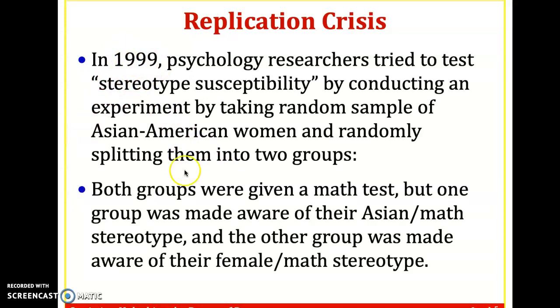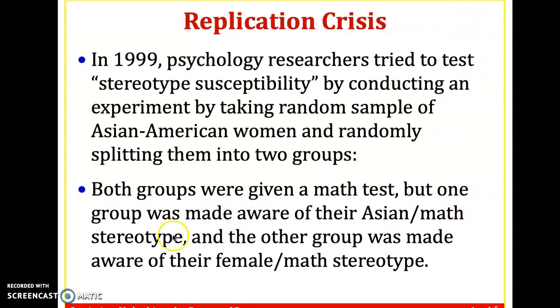And both groups were given a math test, the same exact math test in two different rooms. But before the test, one group was made aware of their Asians are good at math stereotype. Someone passed out the test and had a script to read. One of the researchers or research assistants said, "Oh, you guys are Asian, so we expect you to do well on this test because of the math stereotype."